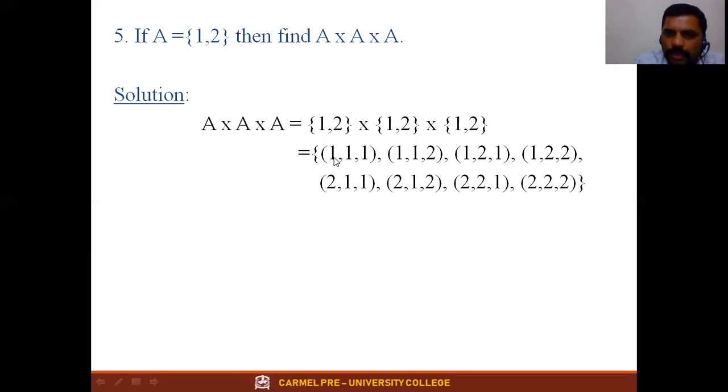So basically with starting with 1, what are the elements I got? 1, 1, 1, 1, 1, 2, 1, 2, 1, 1, 2, 2. So these are the first, it starts with 1. Now there is no more elements left out trying with 1. Now the same thing you repeat with respect to 2.